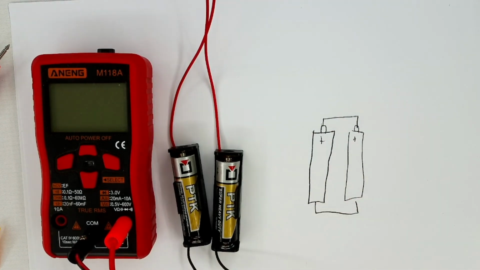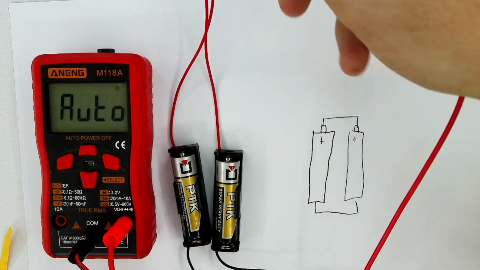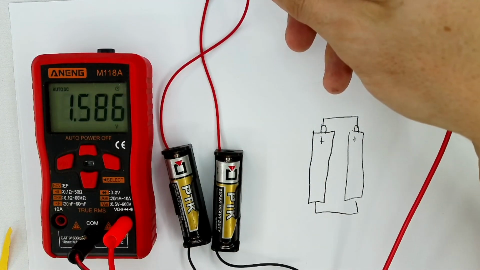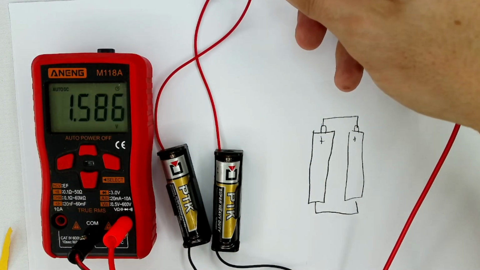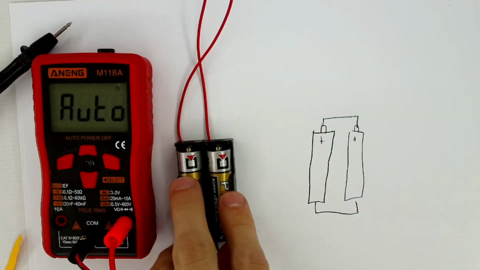Why would you do this if you don't actually gain voltage? We can have a look at our voltage right here. It's actually going to be an average between the values, 1.586 volts. So why would you do this if you don't actually gain voltage?